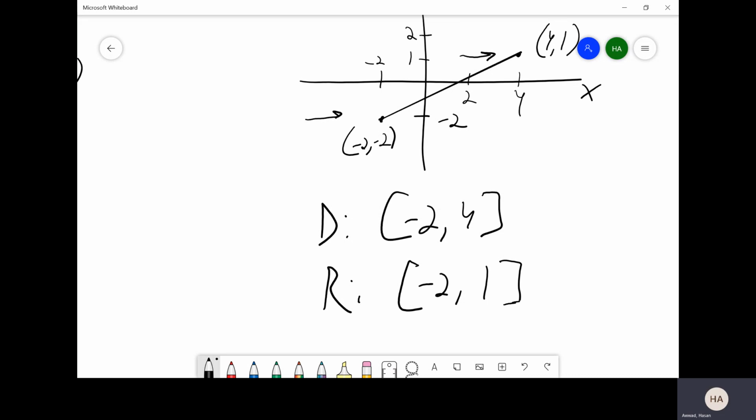So that's it. All we're doing is reading the graph first from left to right, and then reading the graph from bottom to top. Left to right will indicate your domain. Bottom to top indicates your range. So again, domain by your x values, range by your y values.